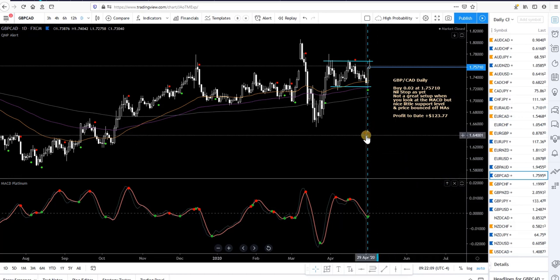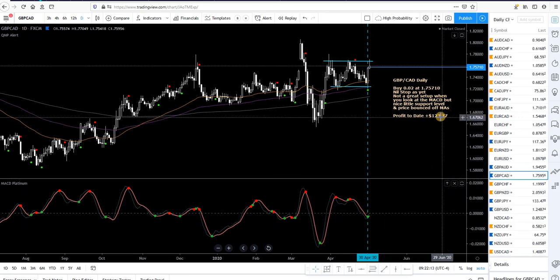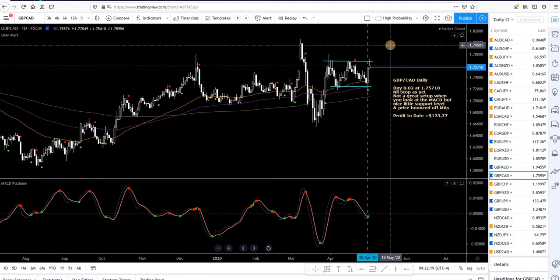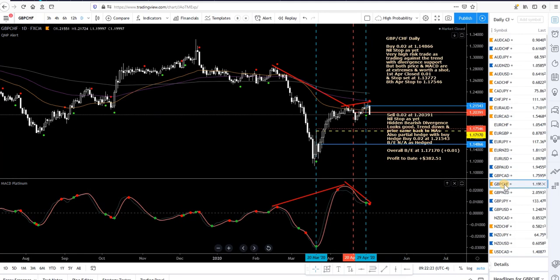Pound CAD in a buy. It wasn't a great setup. You can read my notes, but it's got a nice little support level here. It's really got to break through these previous highs though to convince me it's going up. At least we're on the right side at the moment.